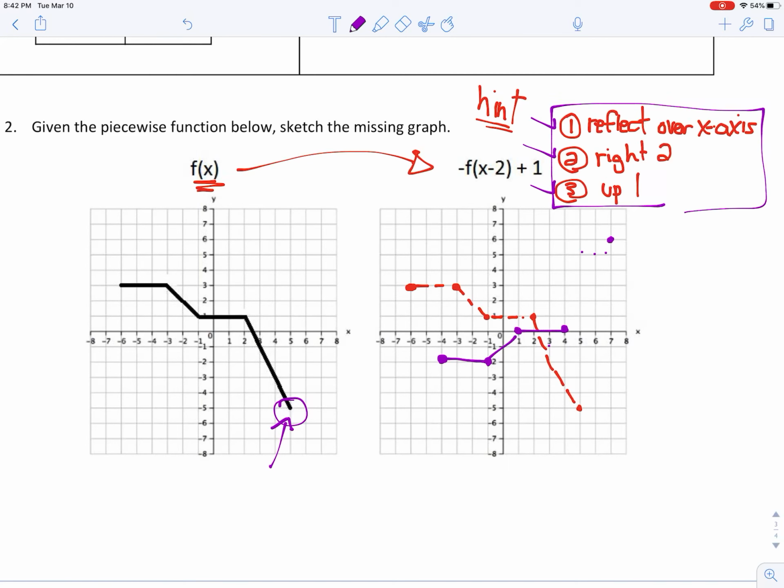Here is my new function that has been reflected over x, right 2, up 1. I think it's okay not to erase your sloppy copy there because it does help you see what's happening.